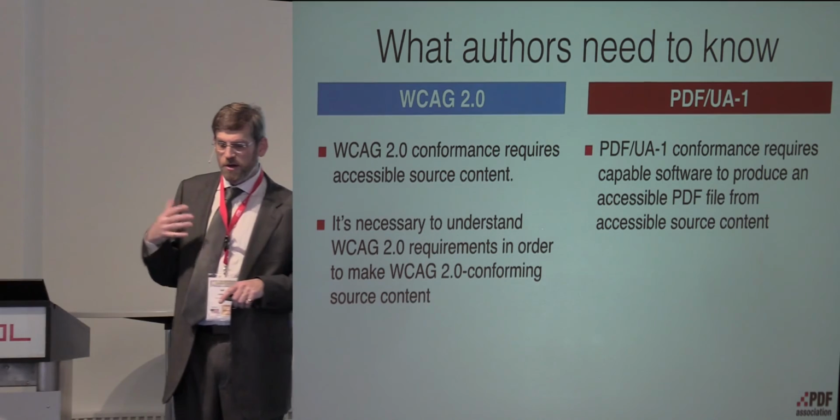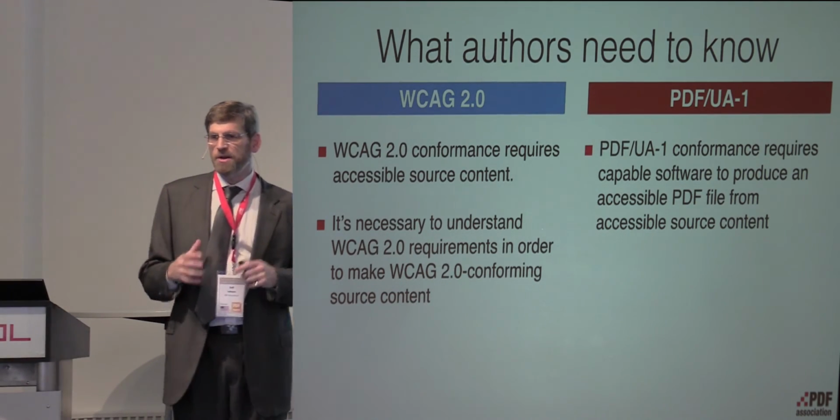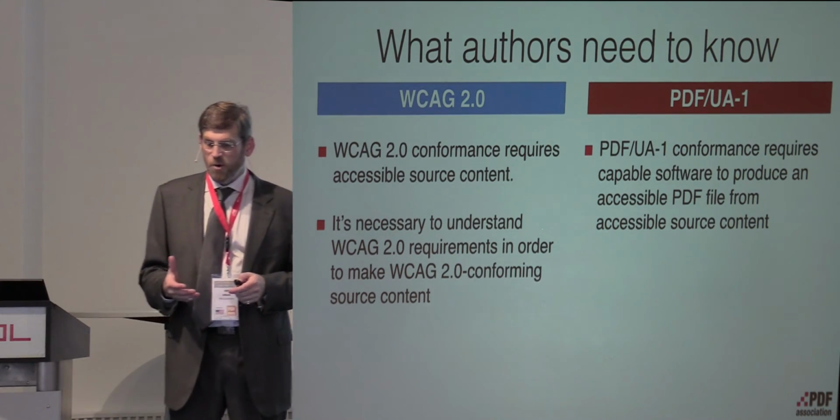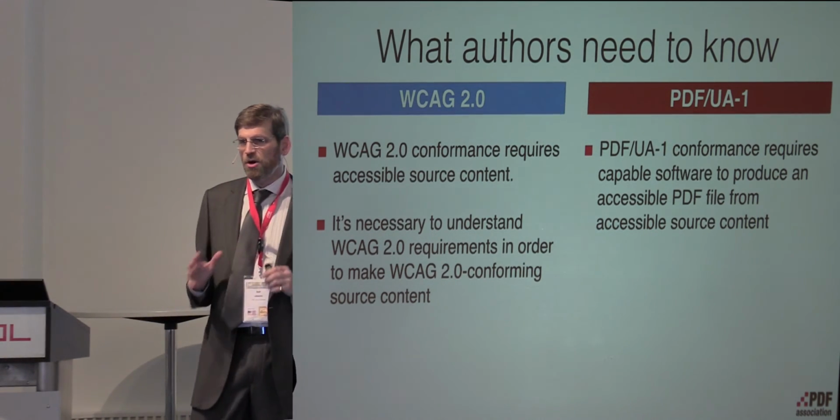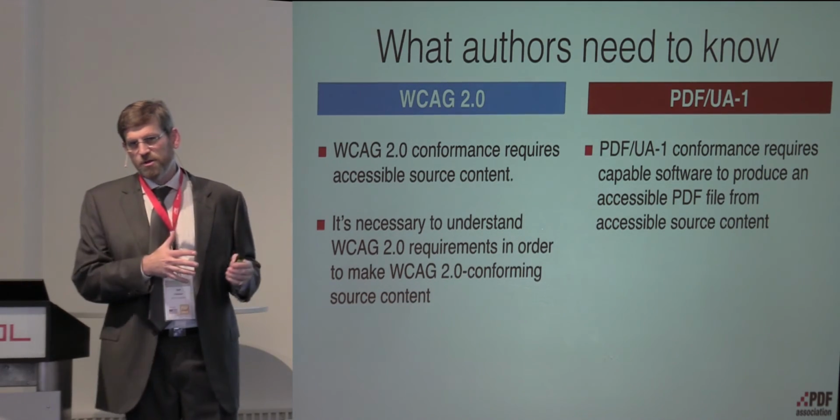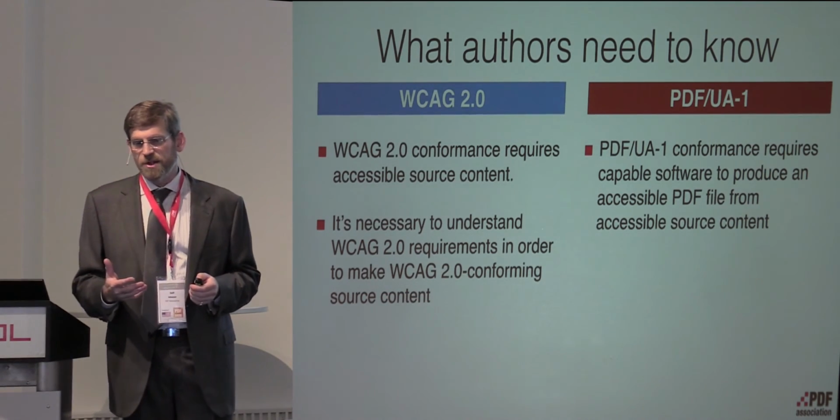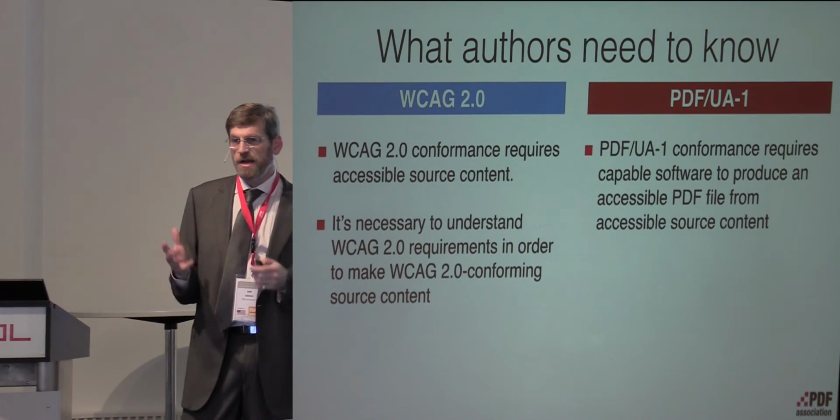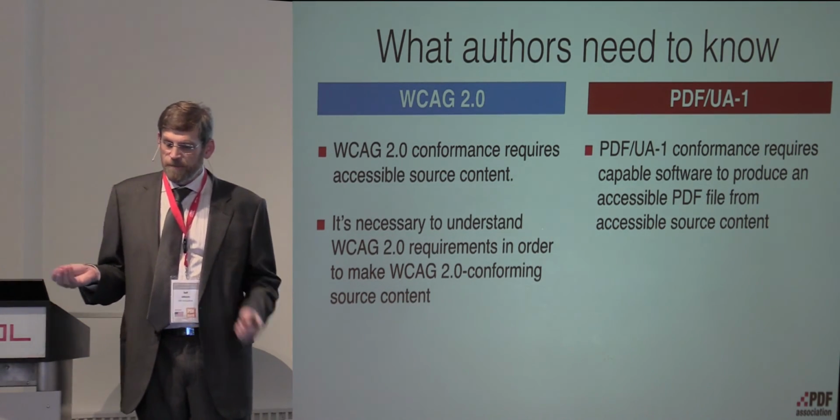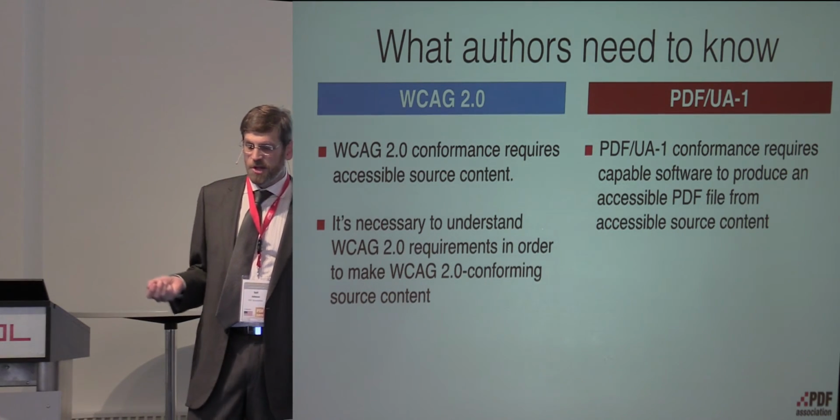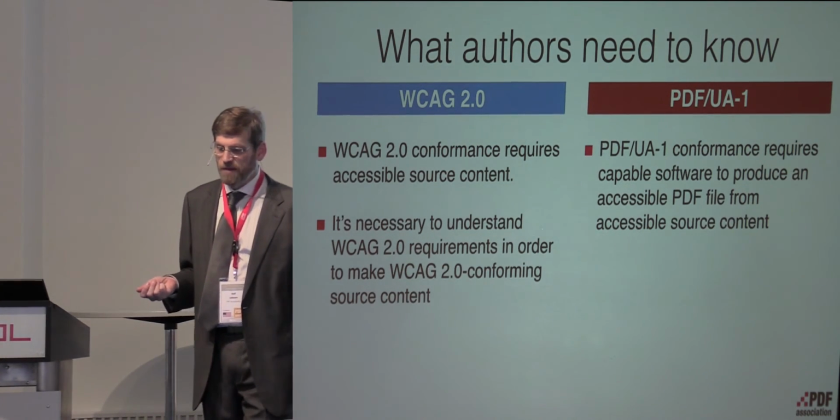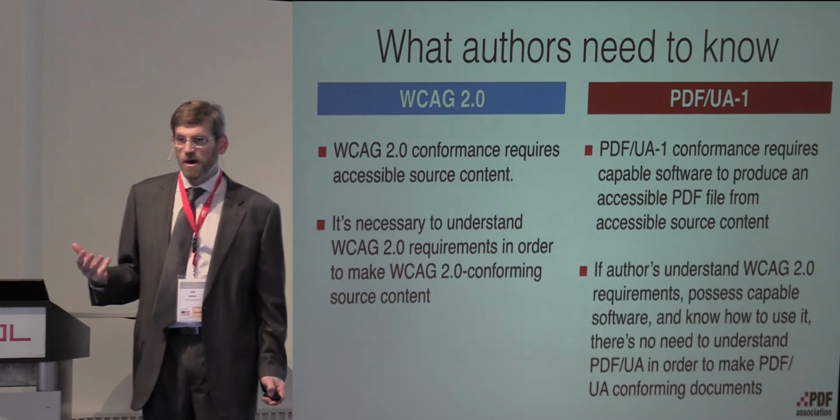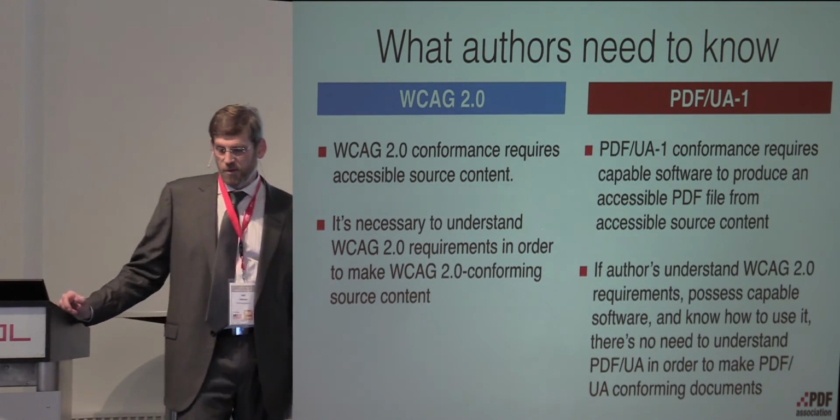PDF/UA-1 conformance builds upon the understandings that an author includes in their source document. Instead of focusing fundamentally on the author and their activities, if the author is already aware of WCAG's requirements, then the PDF/UA portion of this only happens in software, and it need not be something that they're even aware of. PDF/UA-1 requires capable software to produce an accessible PDF from accessible source content, but in fact it doesn't necessarily require that a user or an author understand PDF/UA.